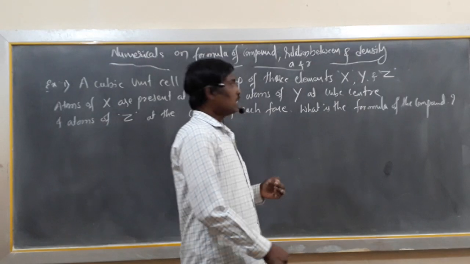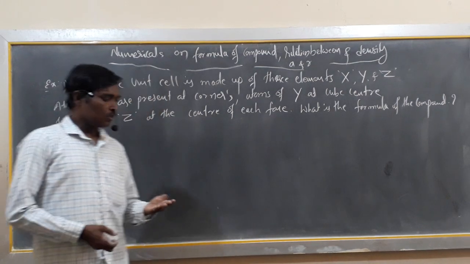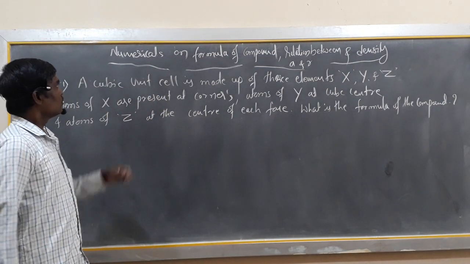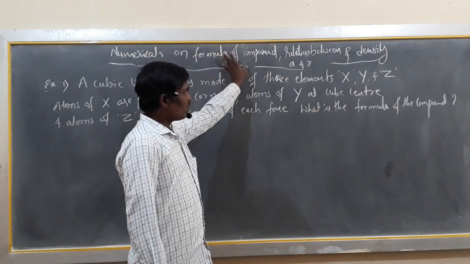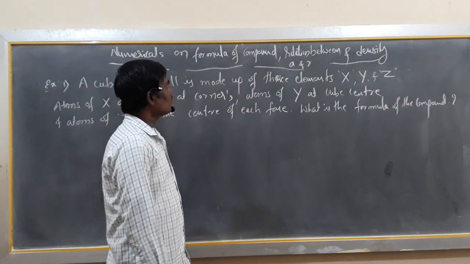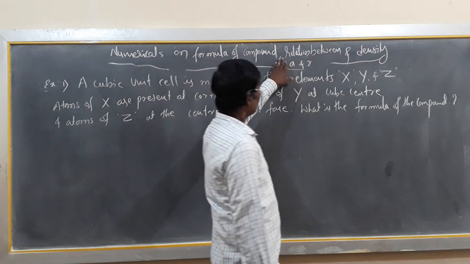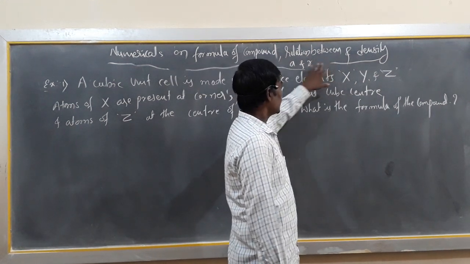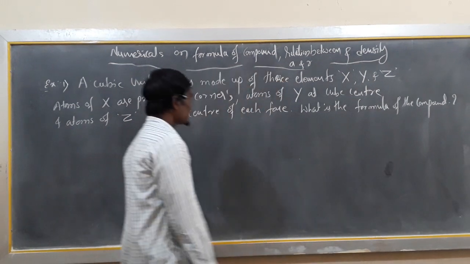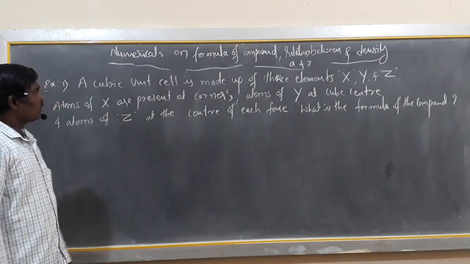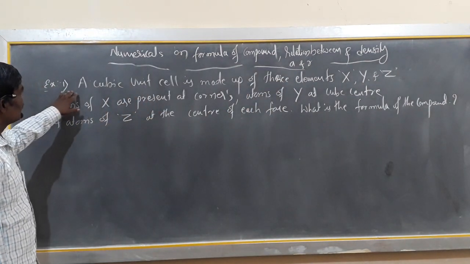Okay, now students, let me solve some numericals. So, numericals on the formula of a compound, how to find the formula of a compound. And next one is the relationship between the edge length, r and density. So here is the first example.